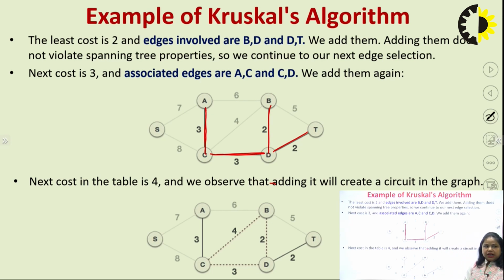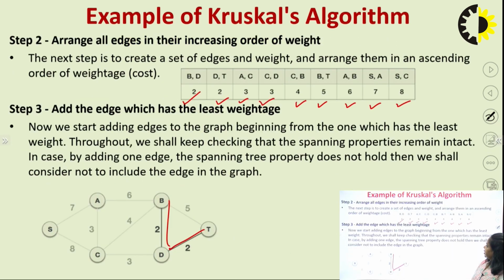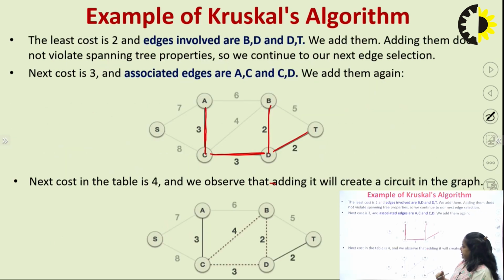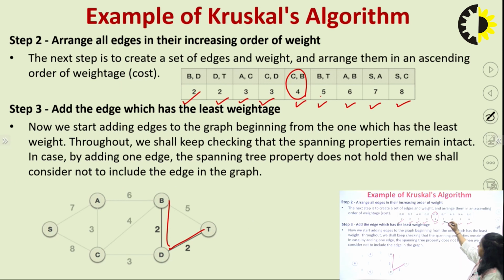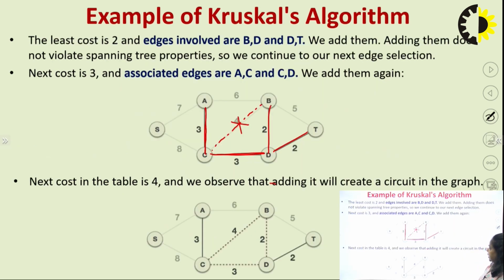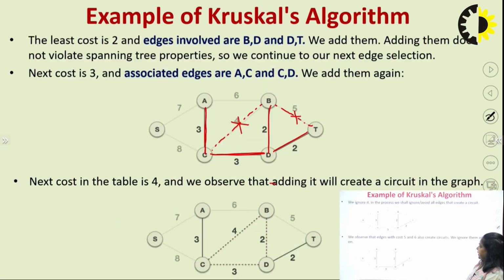Fine. Then from the same table, you can check the next weight is CB, that is 4. We check it in the given graph. If we join this edge, it makes a triangle. So that's why we will not consider this edge. You can see I'm using a dotted line. Then what is the next minimum weight? The minimum weight is 5. In the case of 5, if we use this edge, again it will make a closed loop. So again we will not use this edge, because adding it will create a circuit.